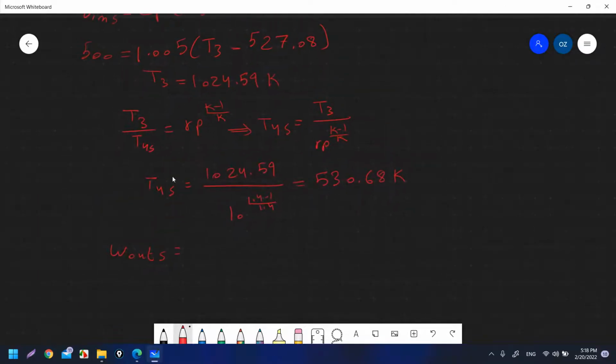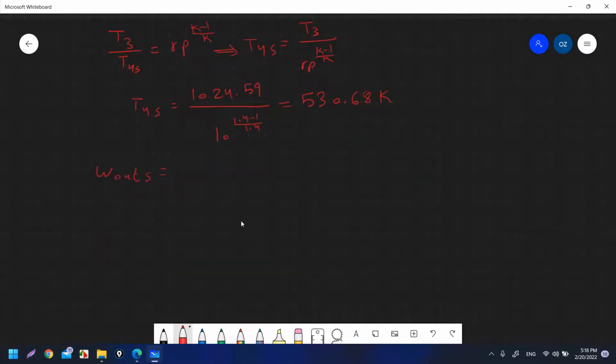And now I calculate T4S and I calculate T3. So it is cp, 1.005 times T3, which is 1024.59 minus T4S, 530.68, and this will give you 496.38 kilojoule per kilogram. And Q out S is equal to cp (T4S minus T1).